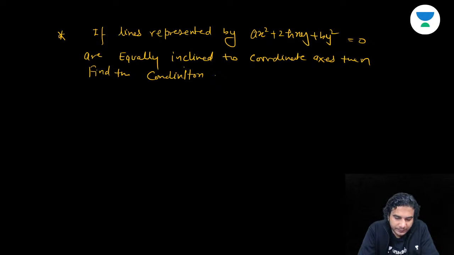You are getting a plus b plus 2h is equal to 0 and a plus b minus 2h is equal to 0.